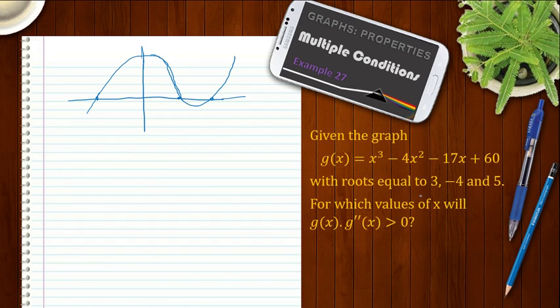All right, now the question says that we have to get the values where g(x) is positive and negative. g(x) is the actual y values, so the graph is positive above the x-axis and negative below the x-axis.